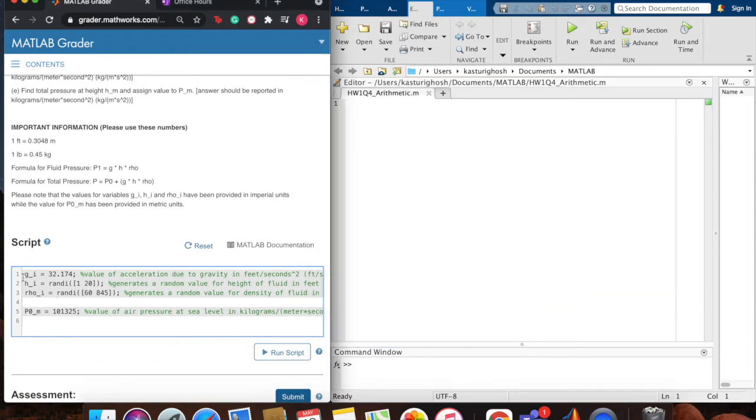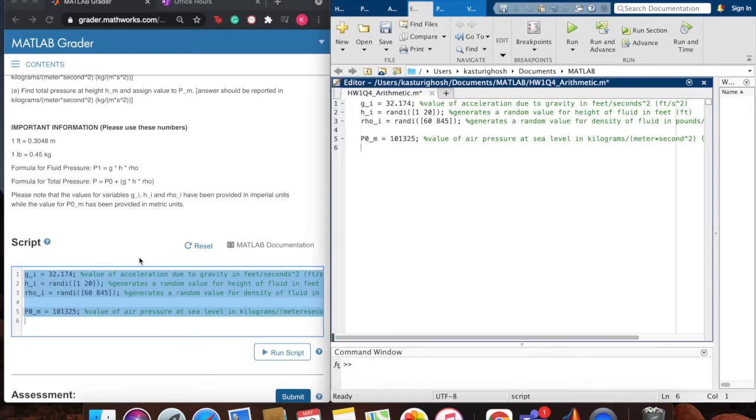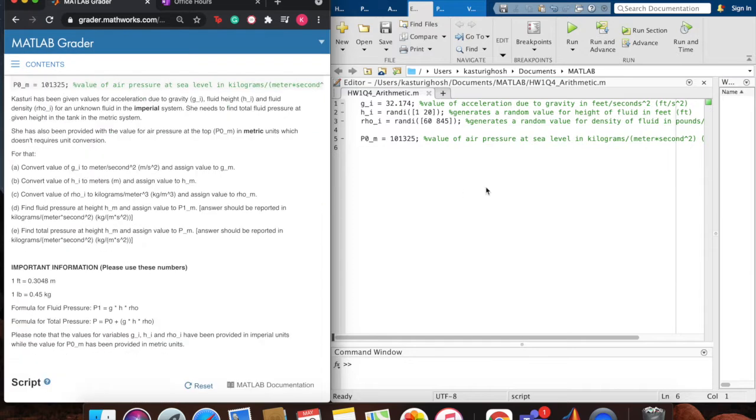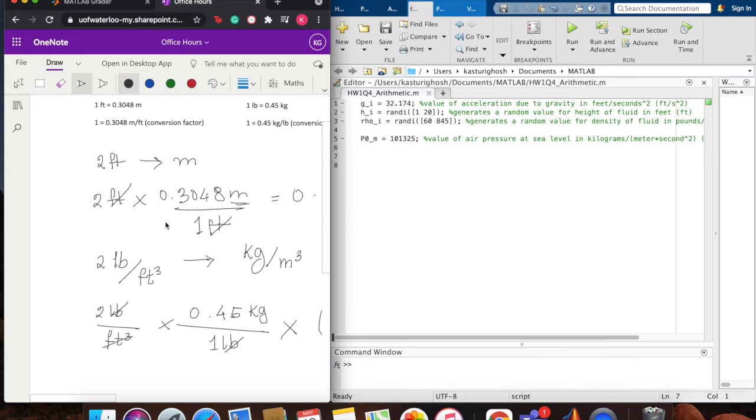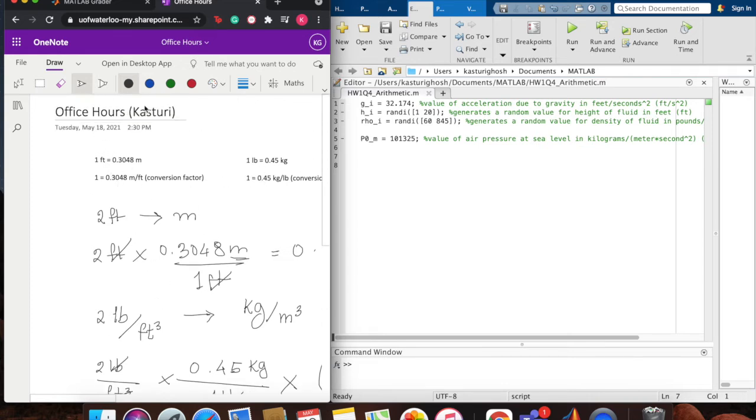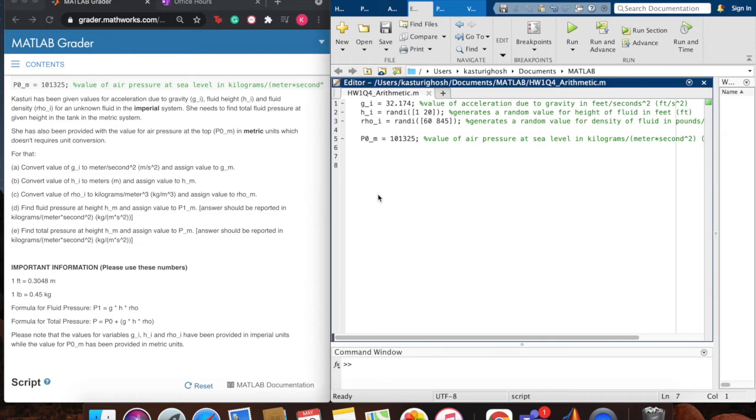Okay, so I'm going to go to the script and firstly copy everything that is given here and paste it into MATLAB. Before we do any of these calculations, if you remember, we had our unit conversion factors laid out, so I'm going to do the same in this question. I'm going to define two variables: feet to meter, which is 0.3048, the conversion factor for converting anything in feet to meters, and pounds to kg, for anything that is in pounds that I need to convert to kgs.